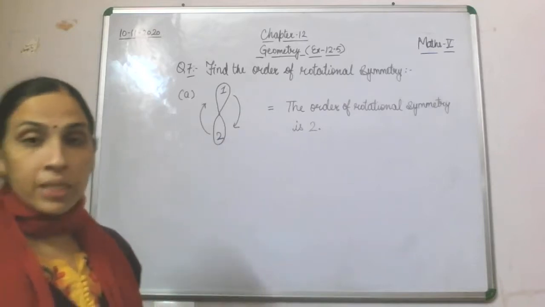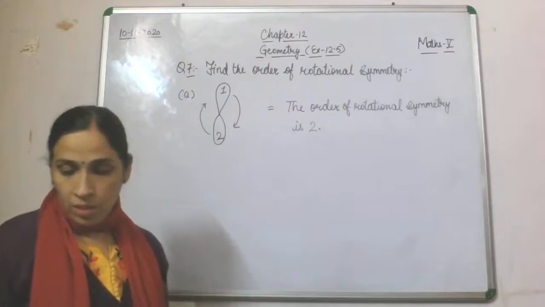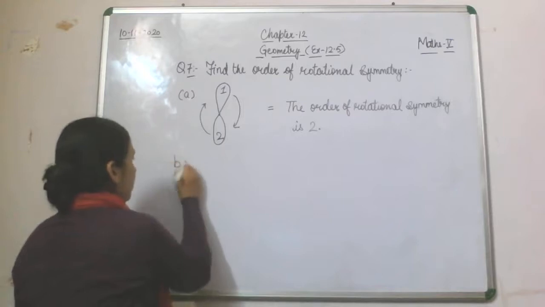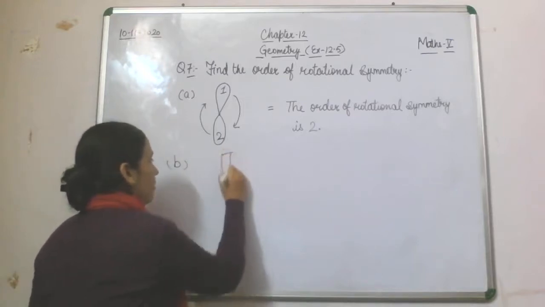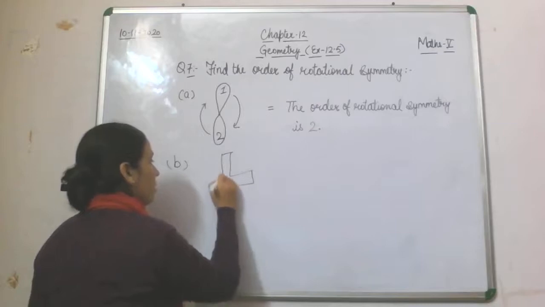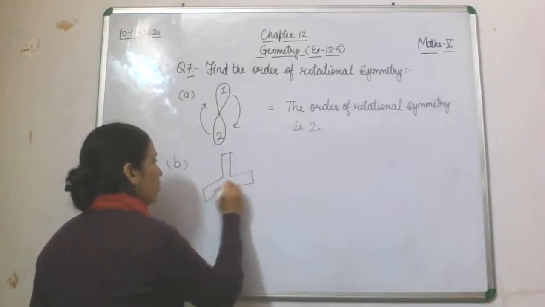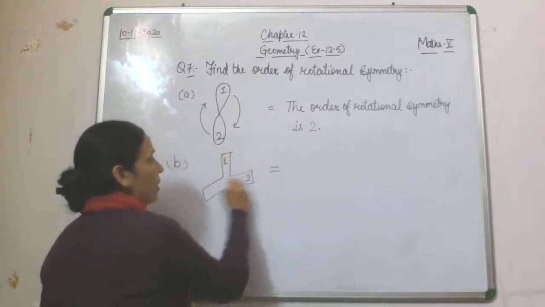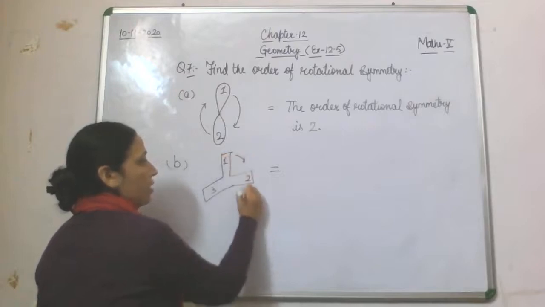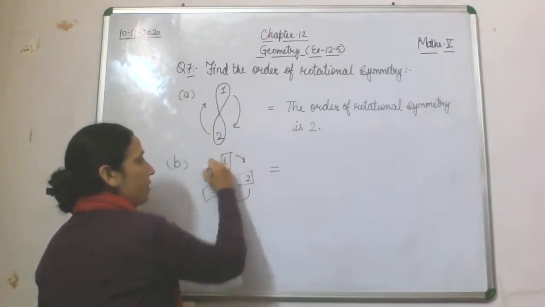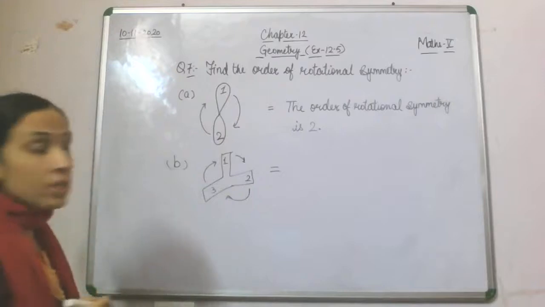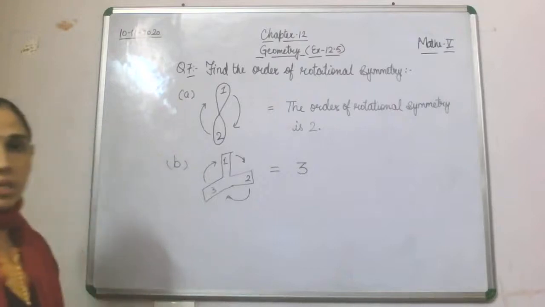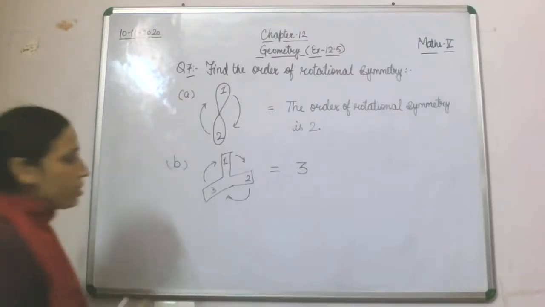So now we'll come to the next. That is the third figure, that is your fan kind of structure. And in this you are going to find it out. Now here you have 1, 2 and 3. It means we are going to rotate 1, 2 and 3 times to get the original position. So here the order of rotational symmetry will be 3. Now we'll come to C part.